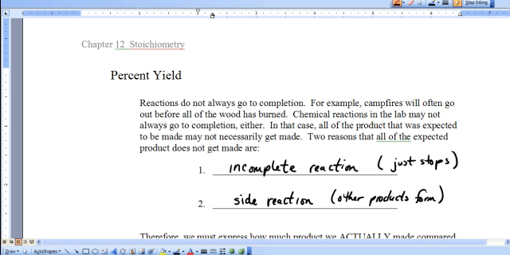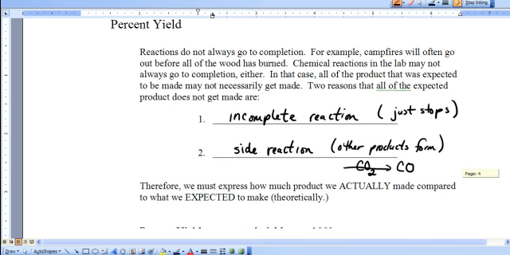For example, when we burn things, say a hydrocarbon or a carbohydrate, carbon dioxide is expected to form. But sometimes instead of getting carbon dioxide, you might get carbon monoxide, just CO. In that case, you're not going to get all the carbon dioxide that you would expect, because a lot of the carbon is already wrapped up in a different compound, and that's not in the balanced equation. So that's what is called a side reaction.